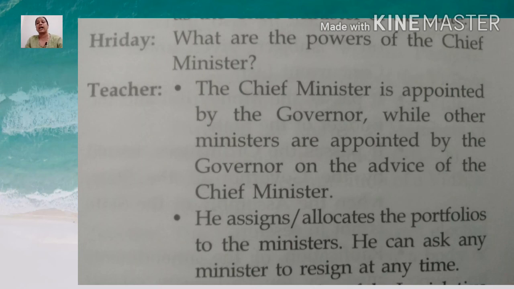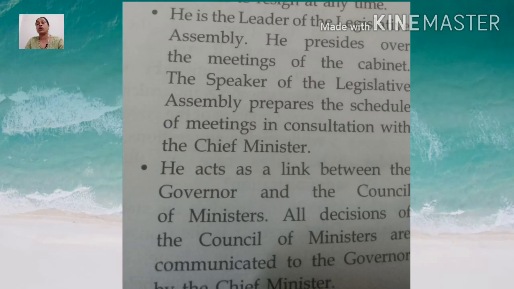He allocates portfolios to the ministers. He can ask any minister to resign at any time. Means the chief minister has the power to ask any minister to resign anytime. He is the leader of the legislative assembly.